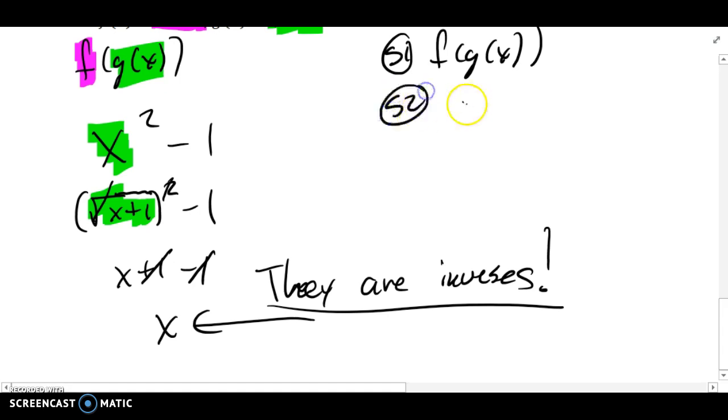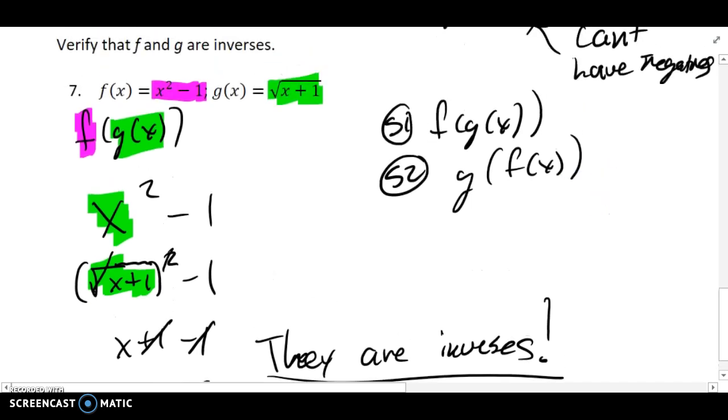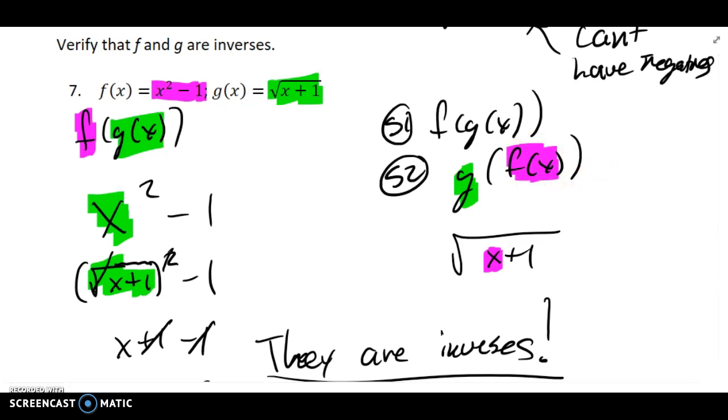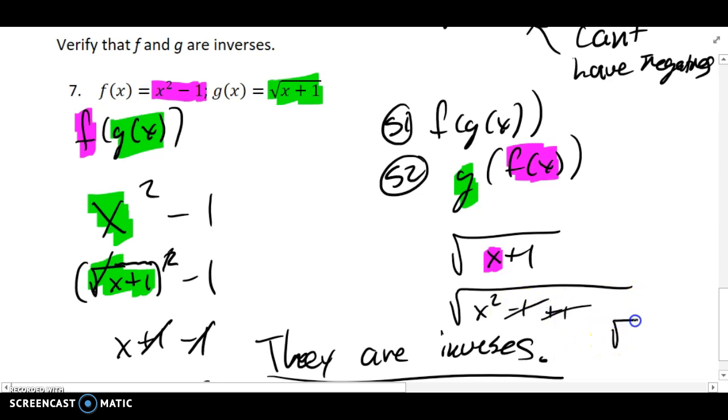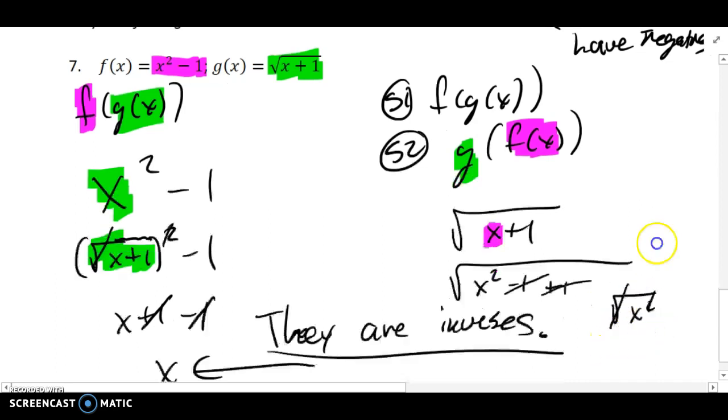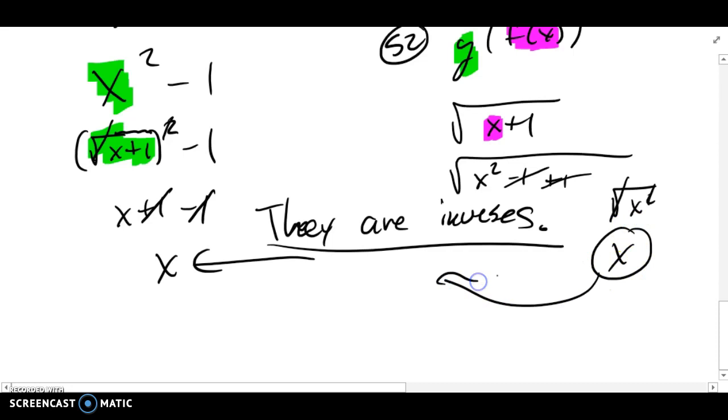The other part, step 2, is we have to do it backwards. We have to do g of f of x. So we have to do it backwards. That means we're going to do the green part first, and then the purple part. So the green part is the square root of x plus 1. Then this guy here is going to become the purple part. Okay, so we have the square root, the purple is x squared minus 1, plus 1. Well, what happens to these? They cancel. So we're left with the square root of x squared. What happens there? They cancel. So I'm left with x. Again, it is an inverse.